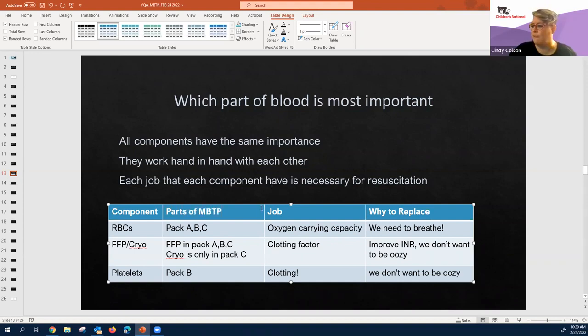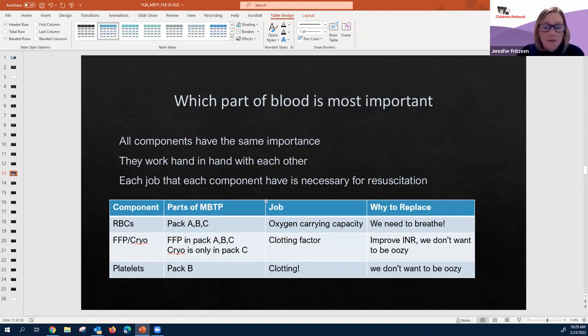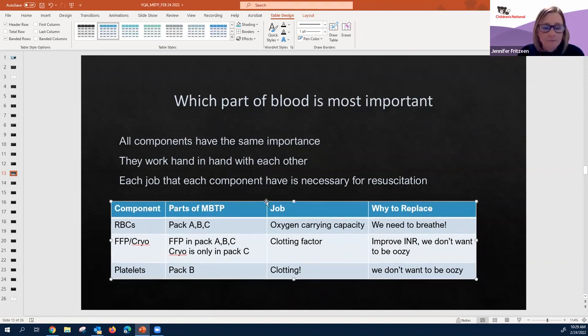Yeah, I think that's really helpful. Yeah, I think so. Especially even if you are a nurse on a unit that has never given the massive blood transfusion protocol, if a child ends up going through their whole hospital stay and then comes to the floor where it's just not used very often, if you hear MBTP, we did pack A, B, and C, you know what that patient got.